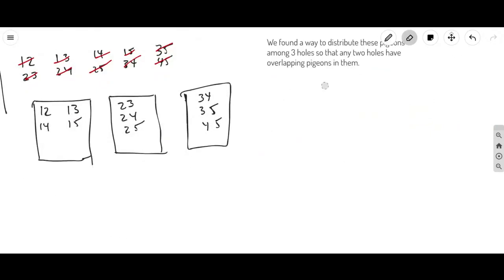So there's a way to distribute them with 3, but there is no way to distribute them in such a way with 2 holes. So the optimal number is 2. That's the optimal number. That's as big as you can go.